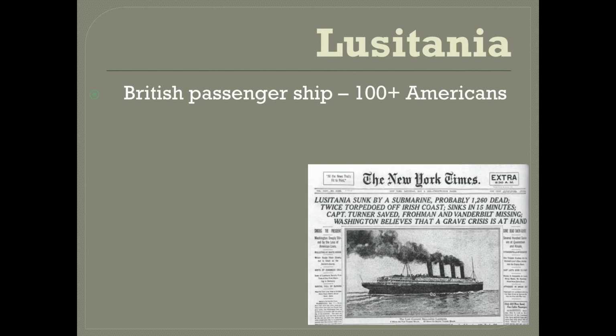The first action that really got the United States fired up was the sinking of a ship called the Lusitania. It was a British passenger ship. It had over 100 Americans on board when it was sunk. It was sunk by the Germans in May of 1915. In case you didn't know, this Lusitania was a sister ship of the Titanic, which also sank, so it's sort of coincidental that both ships are at the bottom of the ocean.